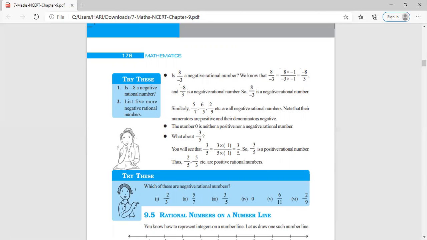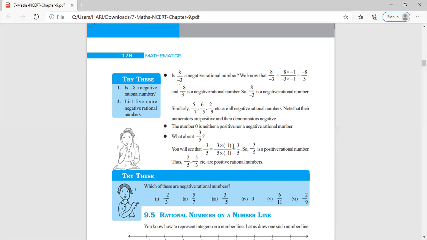So what is a positive rational number? For getting a positive rational number, either both the numerator and denominator should be positive, or both the numerator and denominator should be negative. Or we can say, if both the numerator and denominator are of the same sign, then that rational number will be a positive rational number. Is it clear? Then it is called a positive rational number.